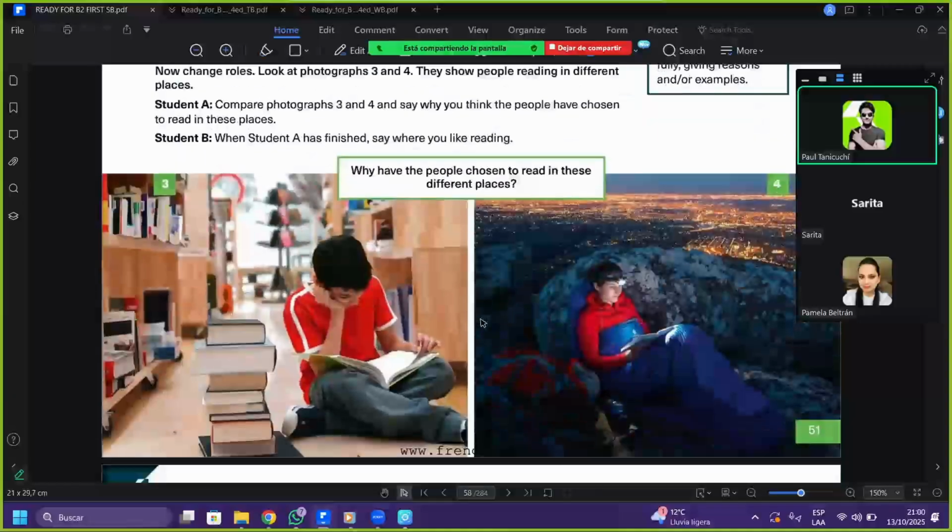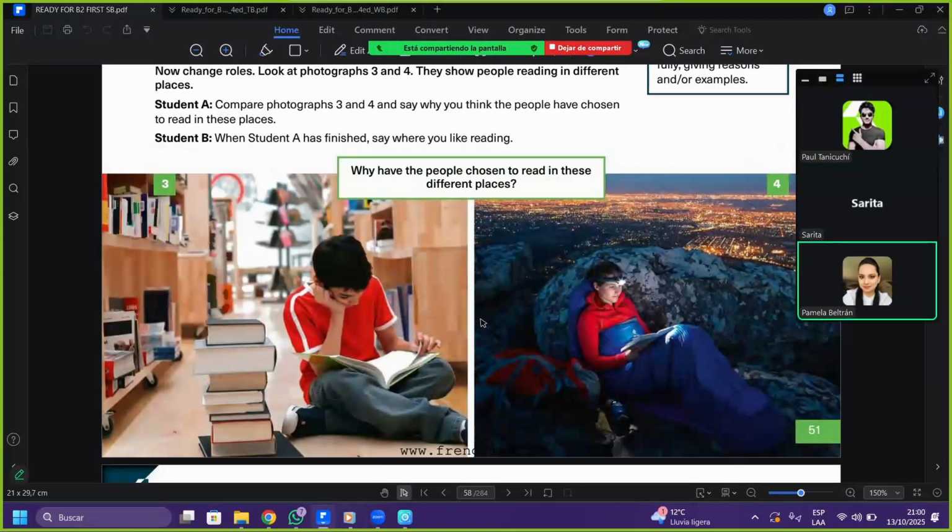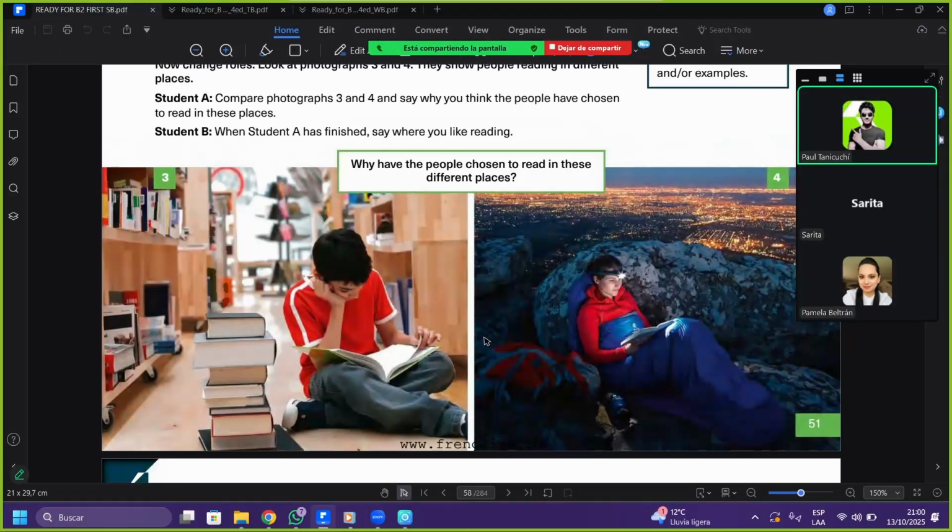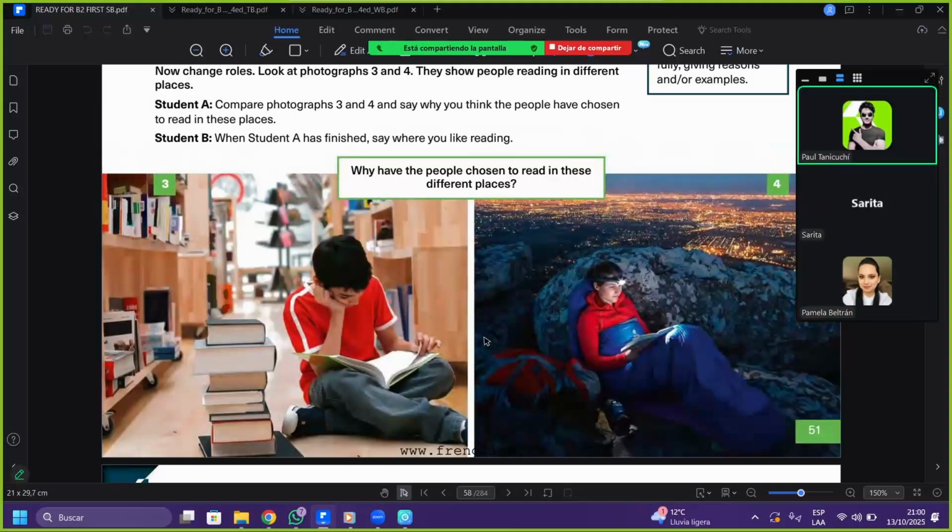In this part, you have 1 full minute so you can compare the two photographs, the two pictures, by answering the question that you have in the box. All right? So the question says, why have the people chosen to read in these different places? Picture number 1 and picture number 2. So what you have to do here is to compare those photographs by answering at the same time the question. Why have the people chosen to read in these different places?